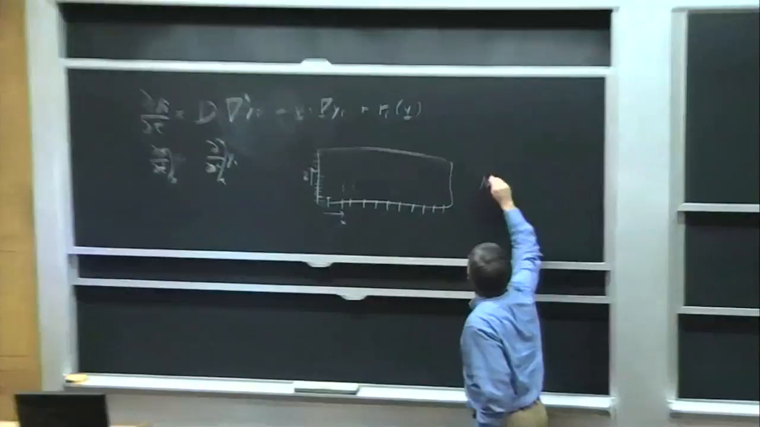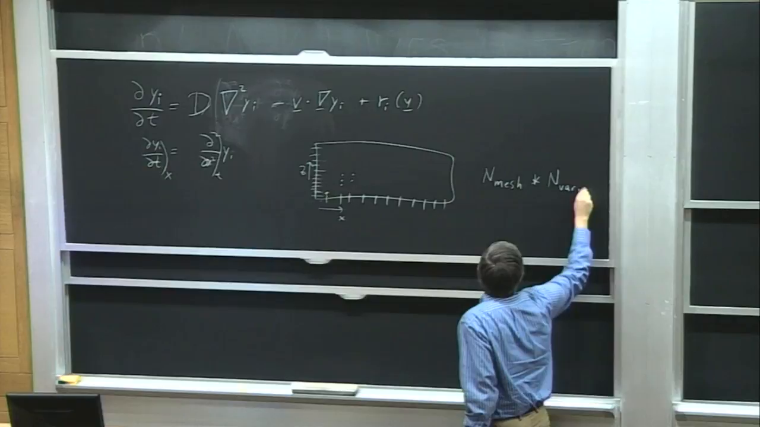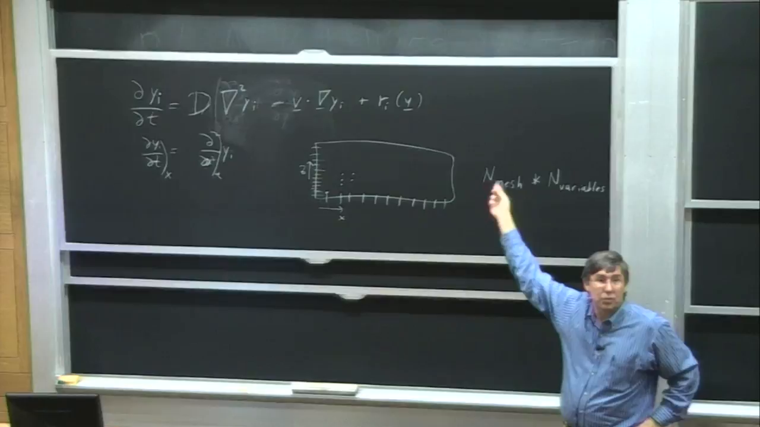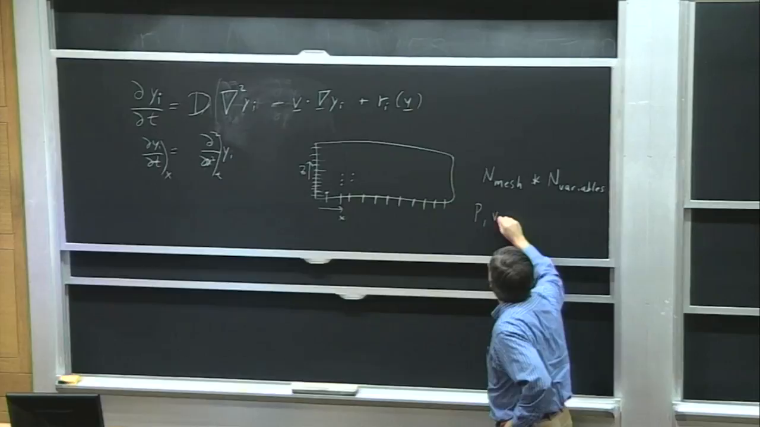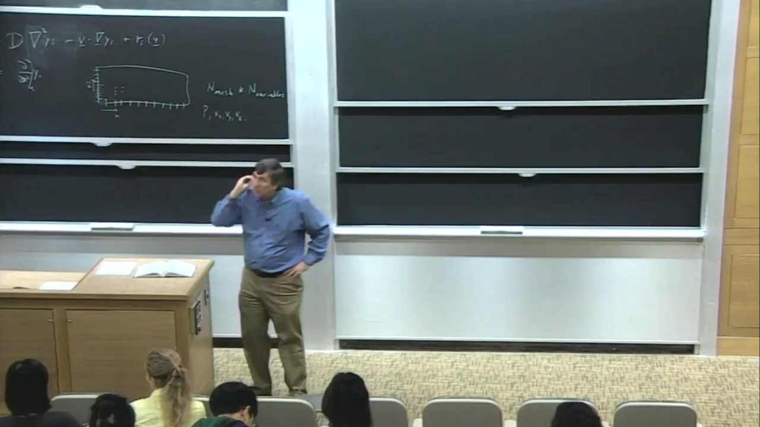In addition, it's not just the number of mesh points, but it's the number of mesh points times the number of variables at each mesh point. So in the Navier-Stokes equations, what variables do you have? Velocity and pressure. Okay, so you have pressure. We have the different components of velocity, right? What else we got? Density or temperature, something. You need something. So maybe temperature would be what you might use.